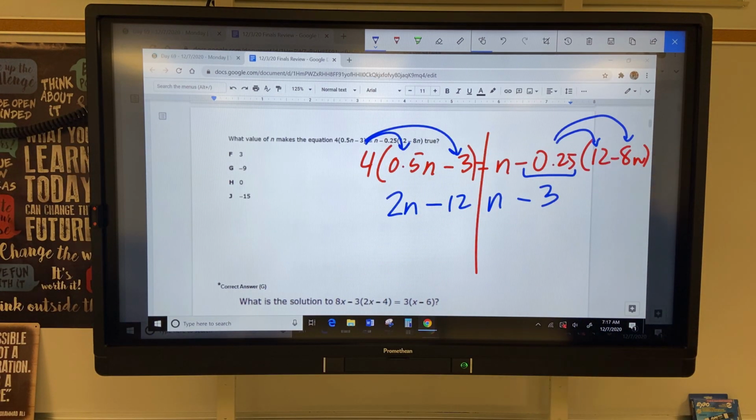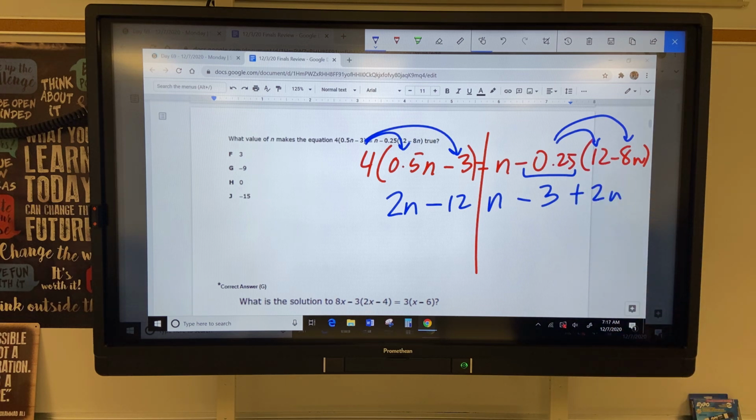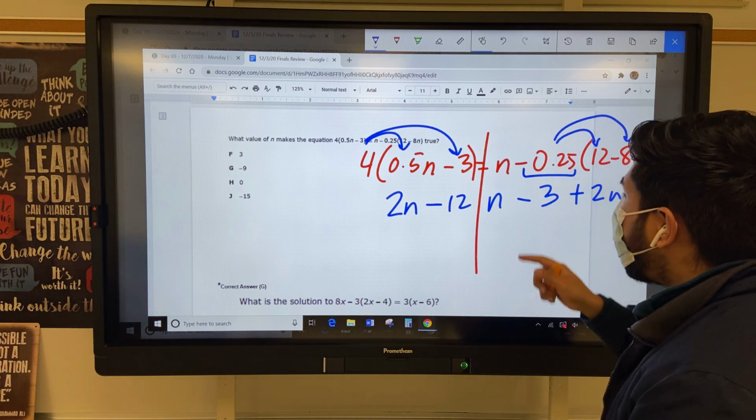Negative 0.25 times negative 8n, that's positive 2n. And now we solve. Of course, I want us to get all the n's to one side and all the numbers over here.